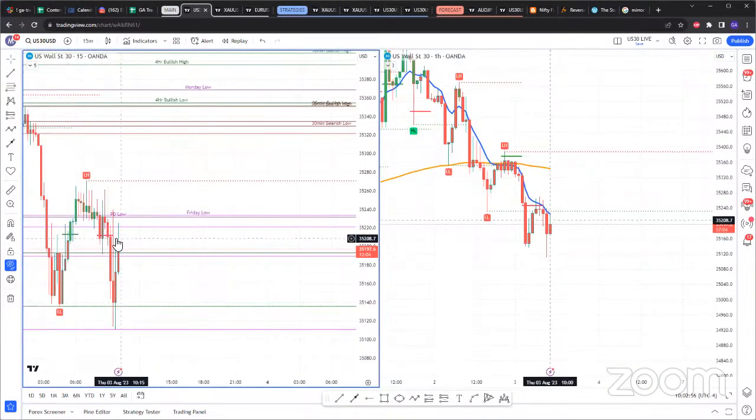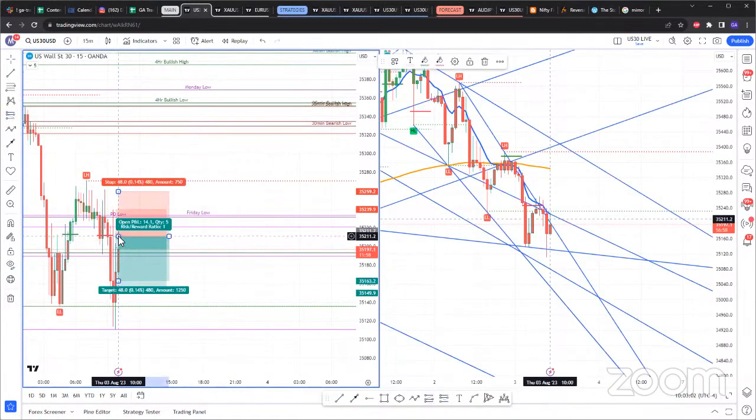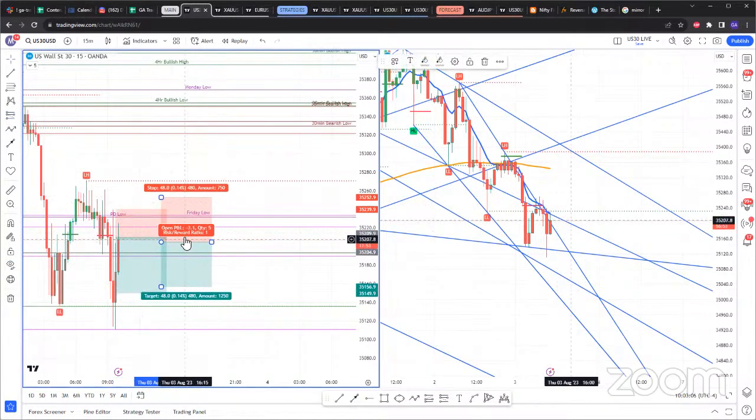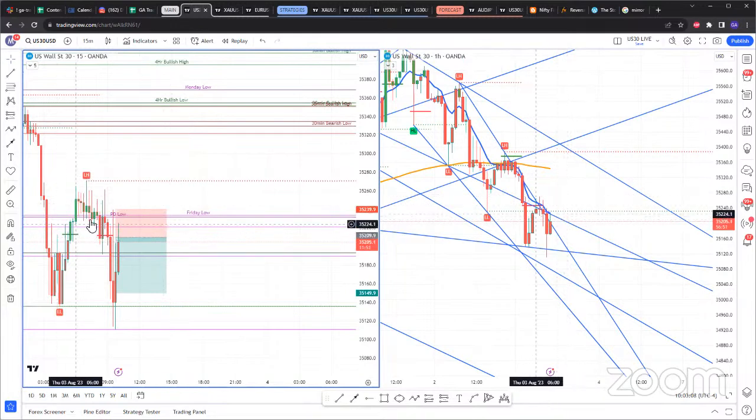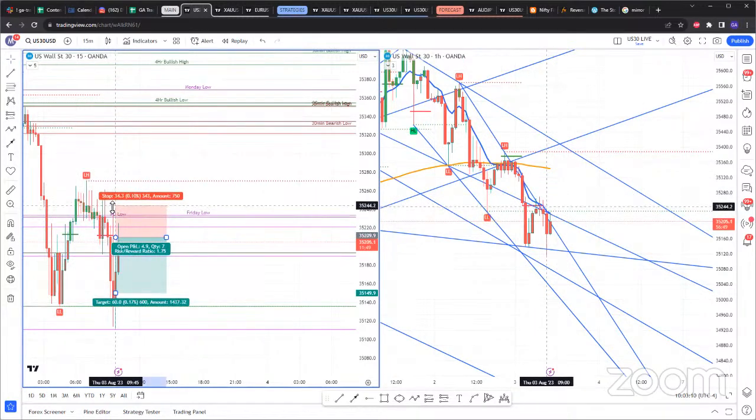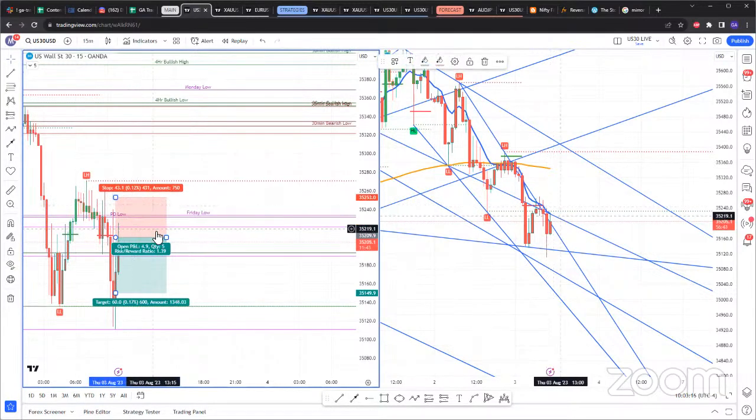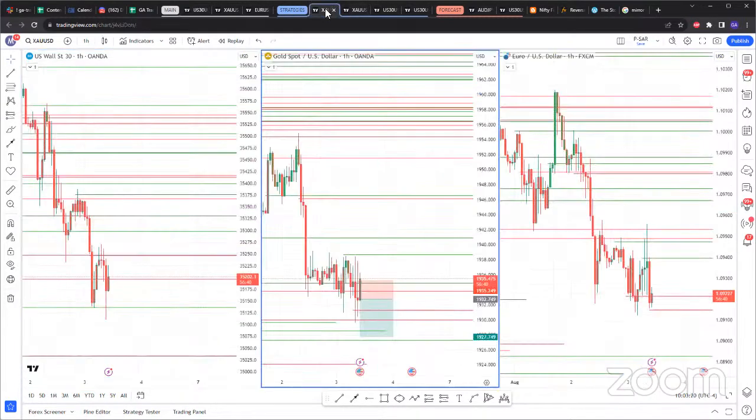So you can see US 30 as well. So US 30, the trade would have been here. You would have gotten tapped in if you're waiting for it. But for me, just choose which of the two you want to trade, whether it's US 30 or gold. If you do decide to take US 30, stop, of course, above the previous high. So either here or here. And then just do whatever risk to reward works for you. So for me, I'm in the gold trade and not in the US 30 trade.